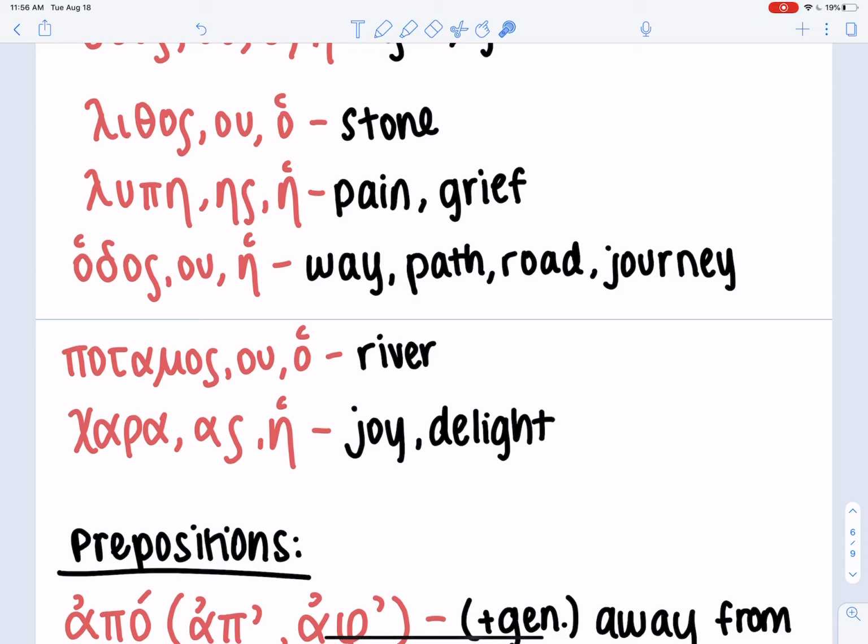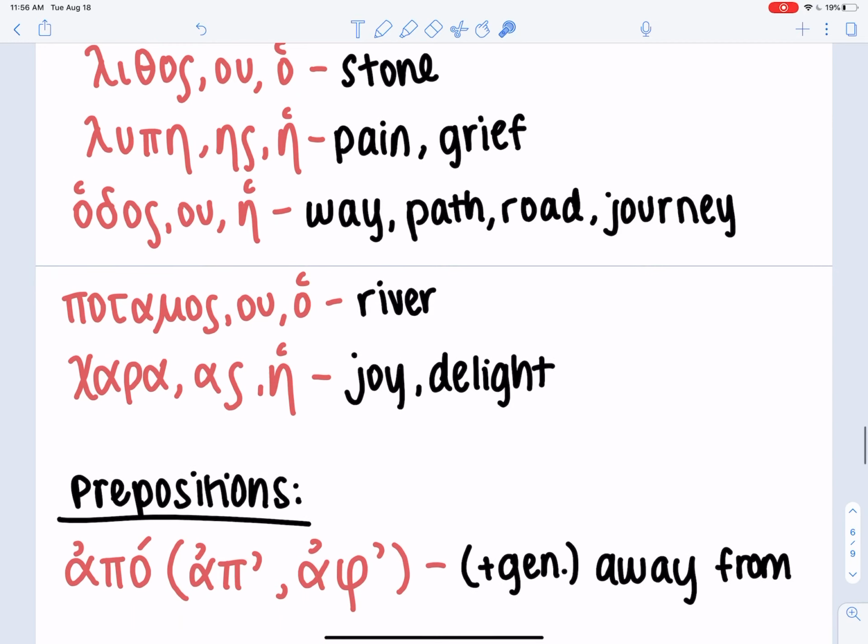So when we were doing hippos, which means horse, and you combine it with potamos, which means river, you get river horse, and that's essentially the role of a hippopotamus in our world. I don't know how else to better explain that, but I think that's a fun one.